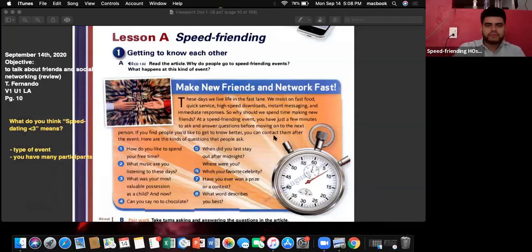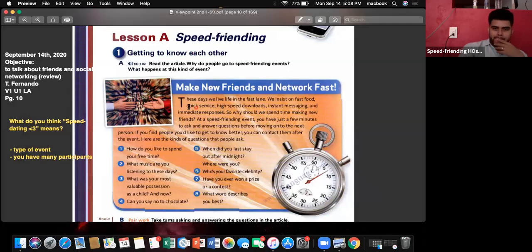Viewpoint, Student's Book, Level 1, Page 10, Unit 1, Social Networks, Lesson A, Speed Friending. 1. Getting to know each other. A. Read the article. Why do people go to speed friending events? What happens at this kind of event? Make new friends and network fast. These days, we live life in the fast lane. We insist on fast food, quick service, high-speed downloads, instant messaging, and immediate responses. So why should we spend time making new friends?